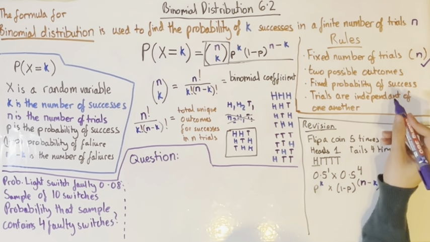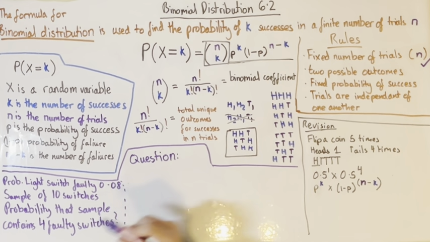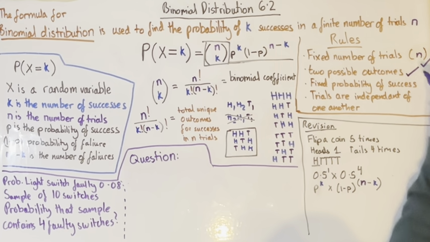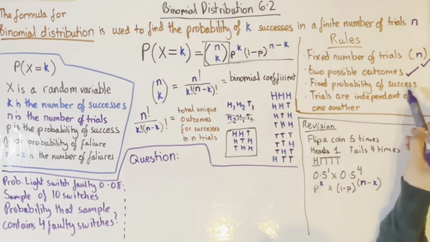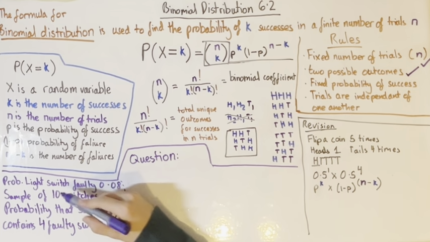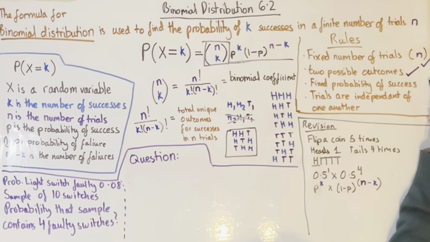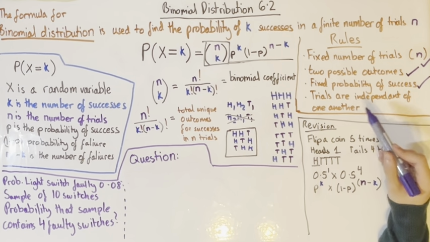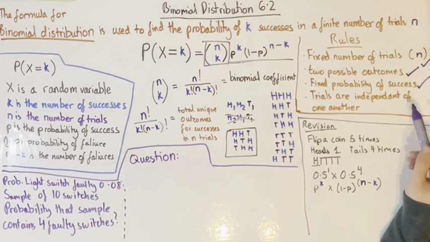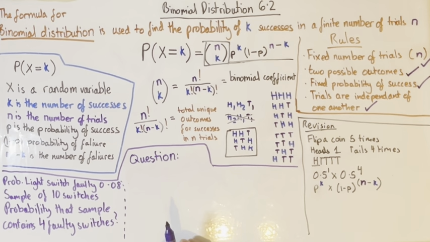Are there two possible outcomes? We can either have faulty and not faulty. In this instance, we model faulty as being a successful outcome. So yes, there are two possible outcomes. Is there a fixed probability of success? Yes, the probability the light switch is faulty is 0.08, and that doesn't change. So yes, we can say there's a fixed probability of success. Are trials independent of one another? Well, we infer that because the probability that one light switch is faulty will not affect the next one being faulty.